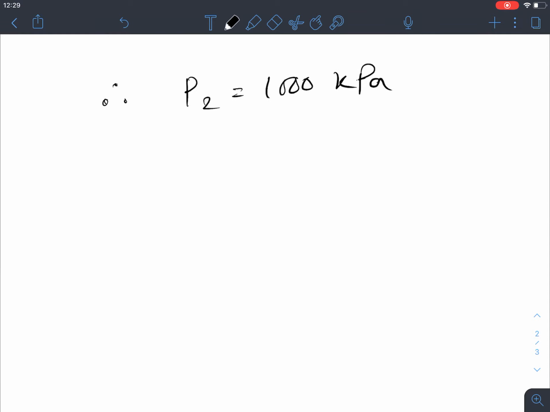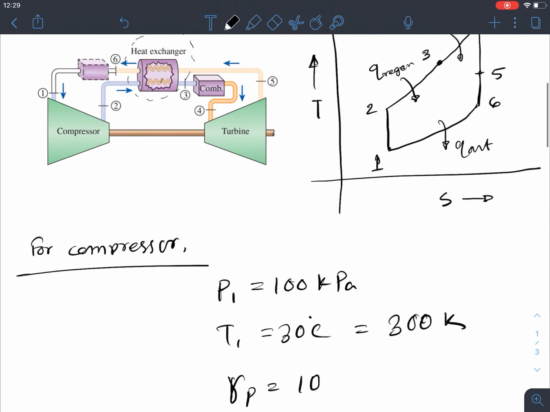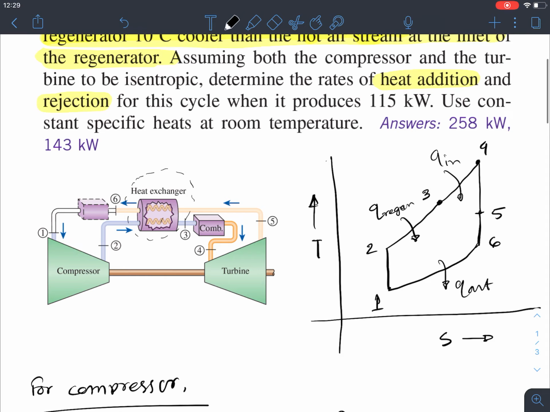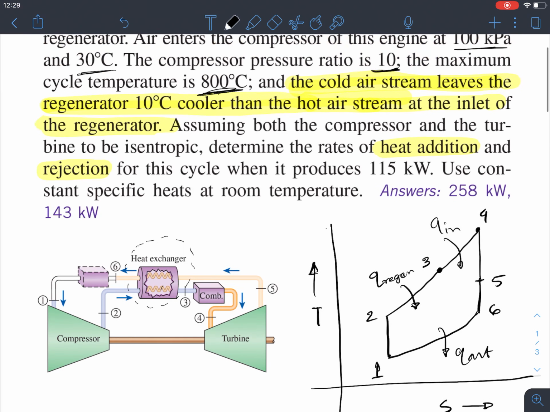Now we know P2 and T2 for the compressor. If we look at this diagram, to determine Q in we need the temperatures T3 and T4. T4 is already given, which is the maximum cycle temperature, 800 degrees C. However, we don't know T3, so to determine T3 we have to use some information given here.